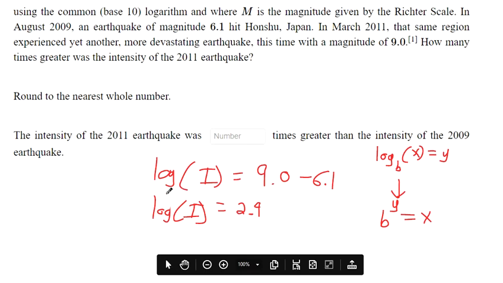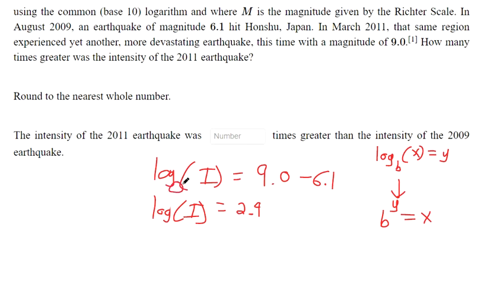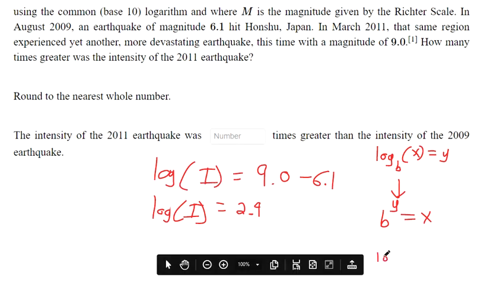So with a logarithm of base 10, when you don't have anything in the subscript position, there's no number written, so we call that the common log because it's assumed to be base 10. So b equals 10 in our example. Y is the thing that the logarithm is being set equal to, so it's 2.9. And x is the argument of the logarithm, the thing inside the parentheses.